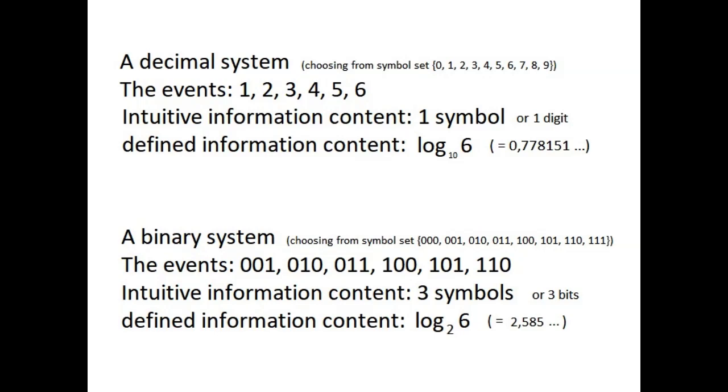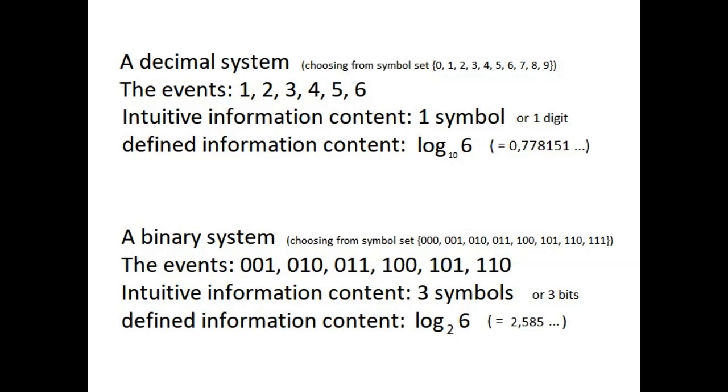We could actually do with a little less than one digit from a decimal system. The more exact, but in a different way still approximate number, calculated from our formula above, is log 6 to base 10, or 0.778151 digits of information. So not one digit, but approximately 0.778.